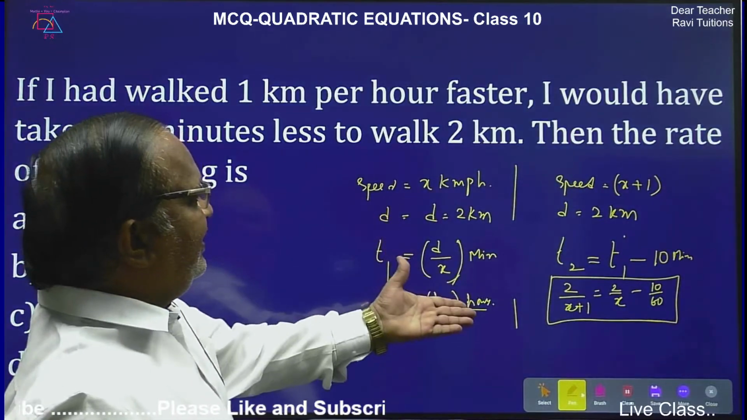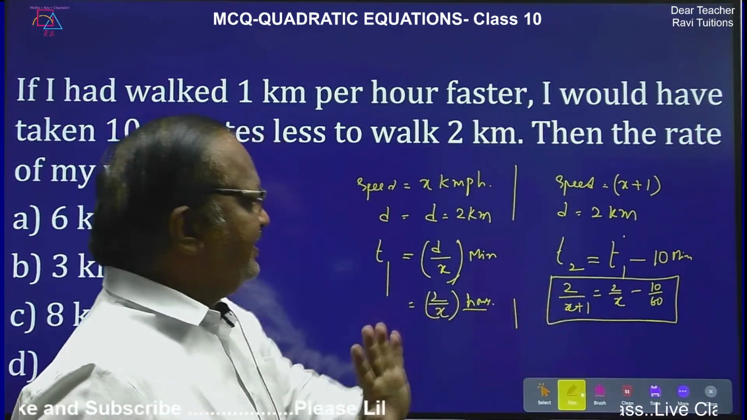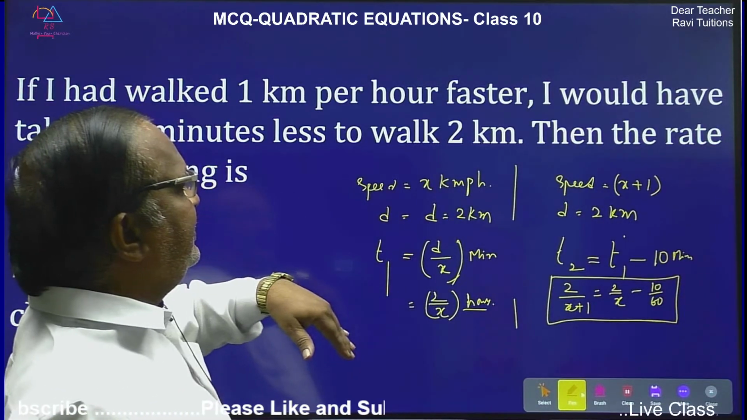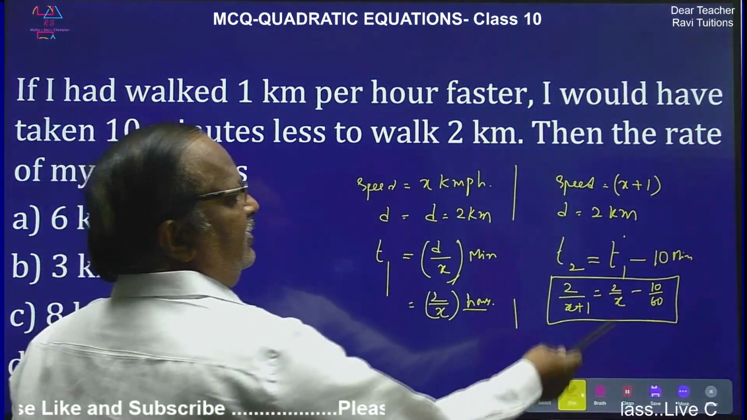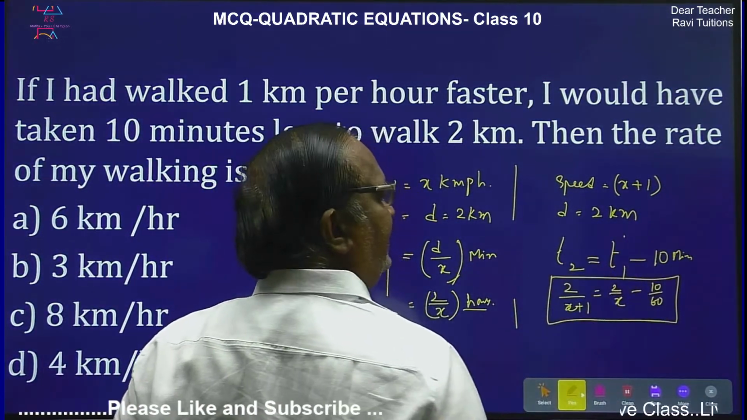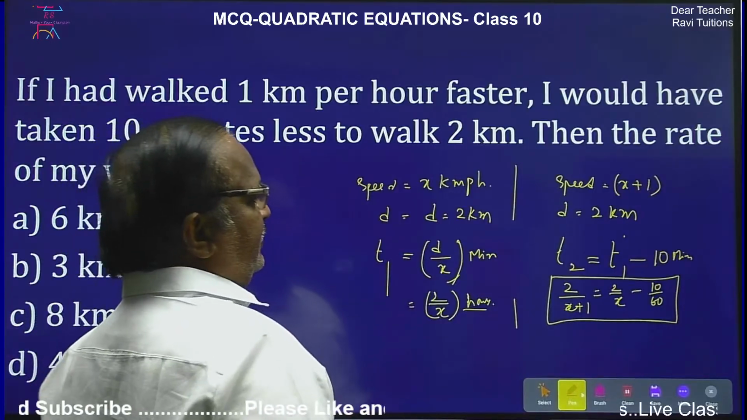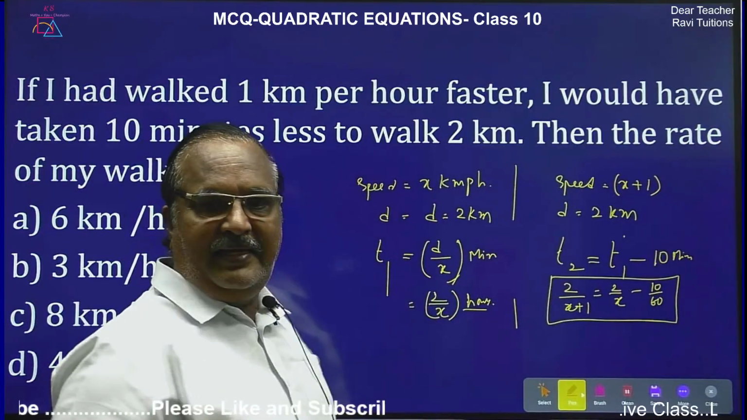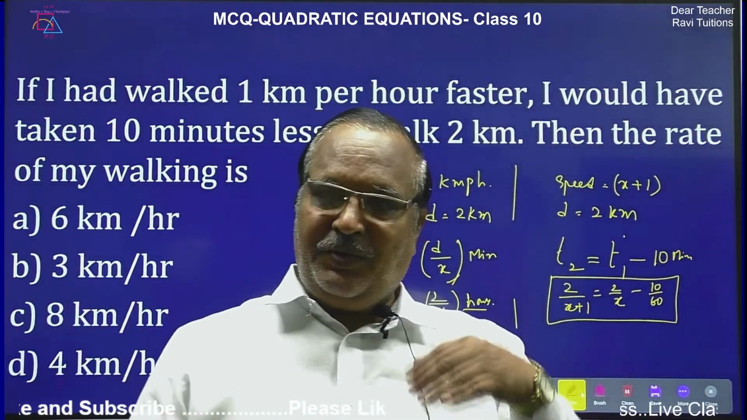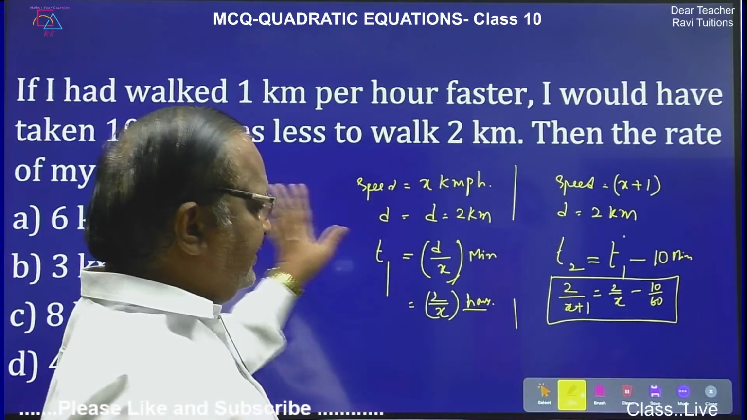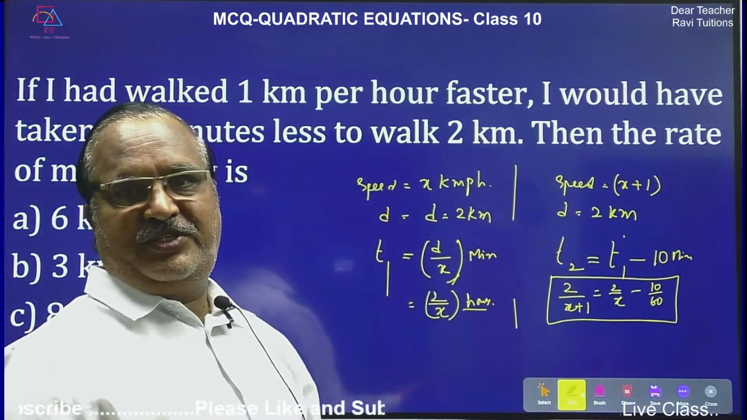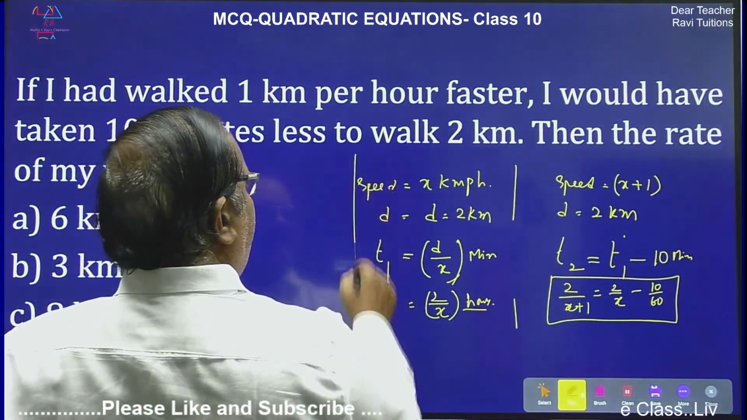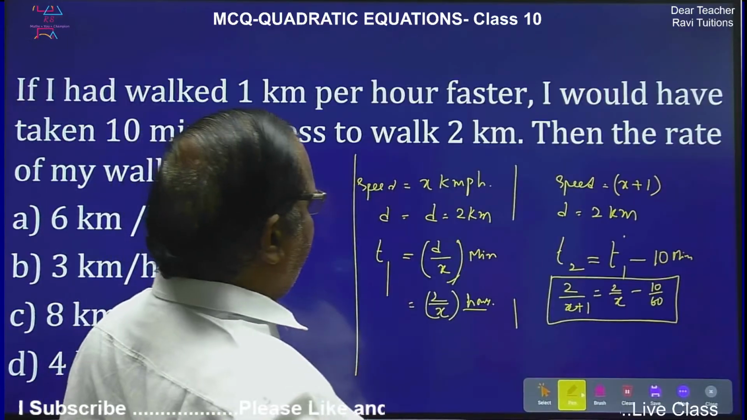So let us check whether this is correct or not. Right, I would have taken 10 minutes less to walk 2 kilometers. So now 10 minutes less means T1 minus 10. So maybe somewhere my substitutions might be wrong. This is how you have to find out. Okay, this is the concept. Please do this question again from your side. Otherwise, if I do it, I will be missing some more questions.